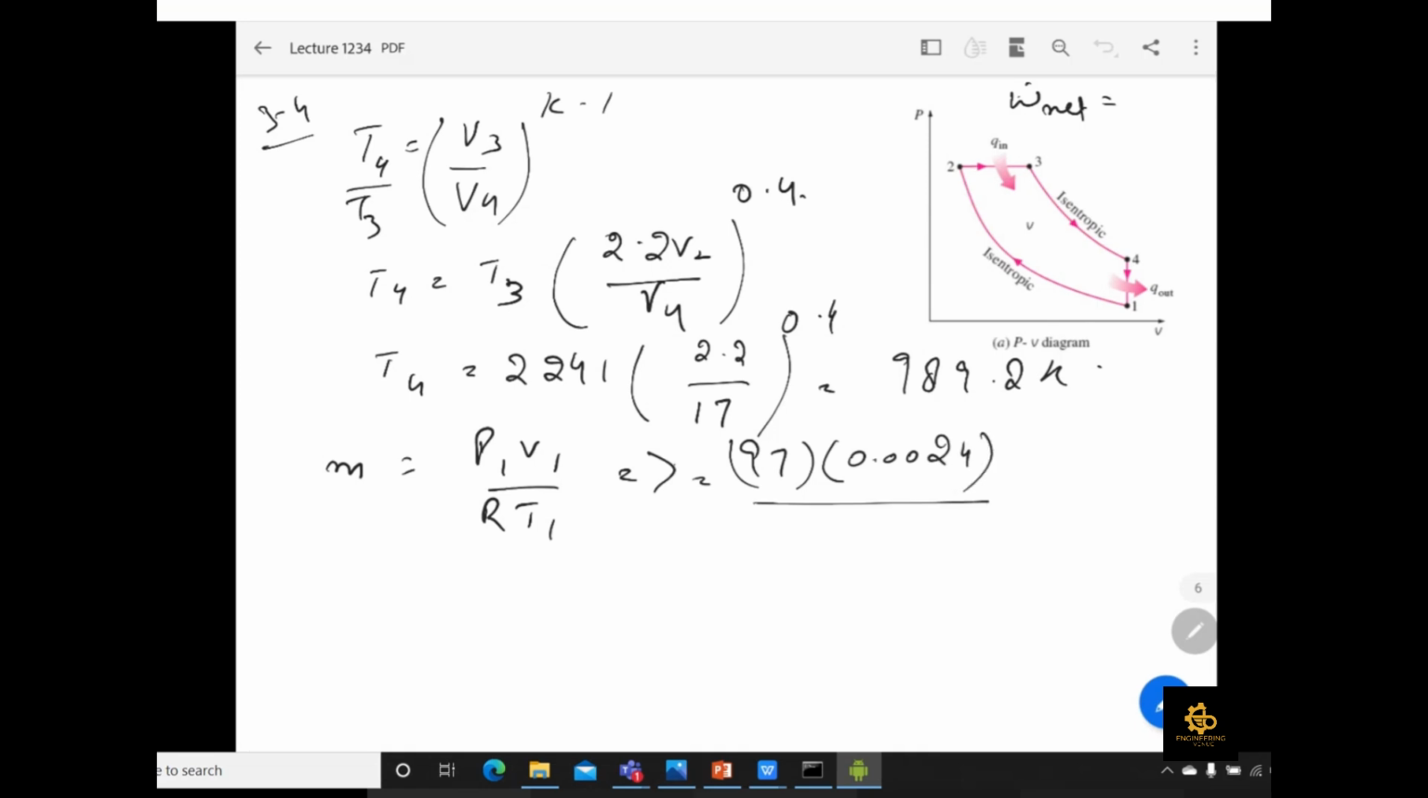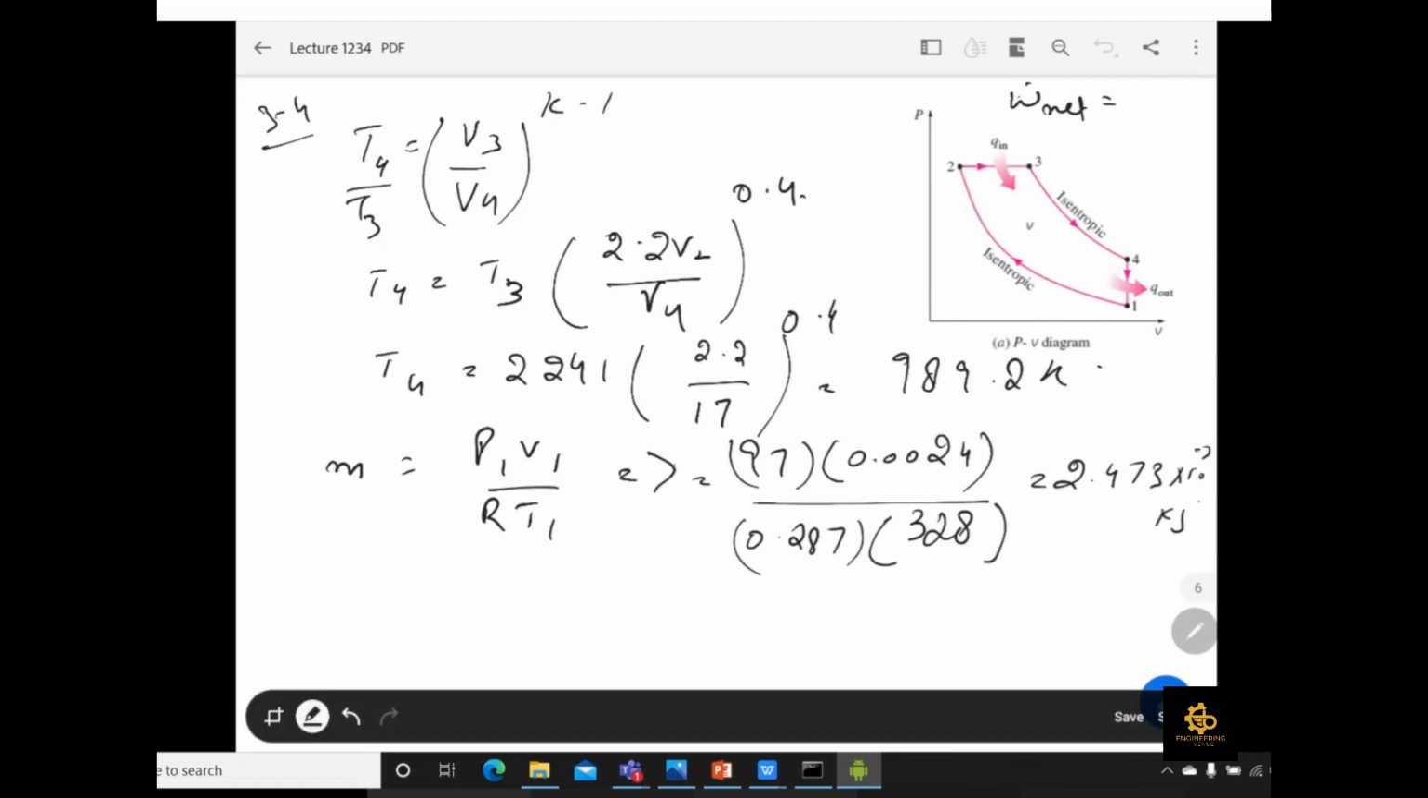And then R value is the gas constant, 0.287, and T1 is also mentioned in the question, 328 Kelvin. Okay, so you can just solve it and you will get the value 2.473 into 10 raised to the power minus 3 kg.